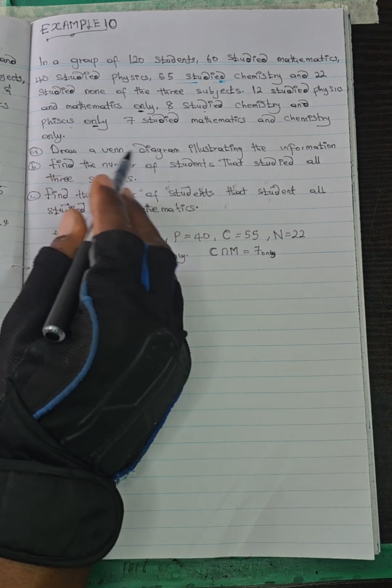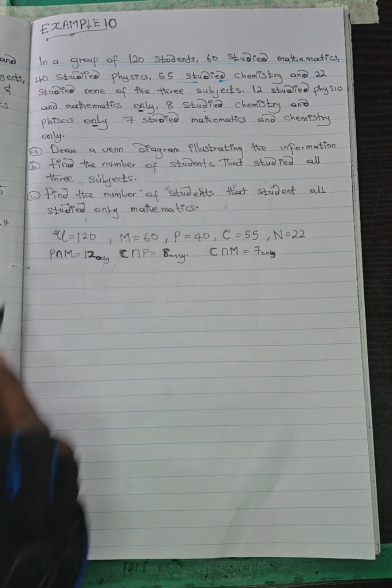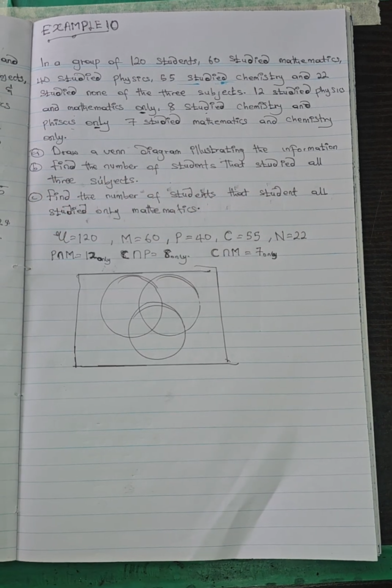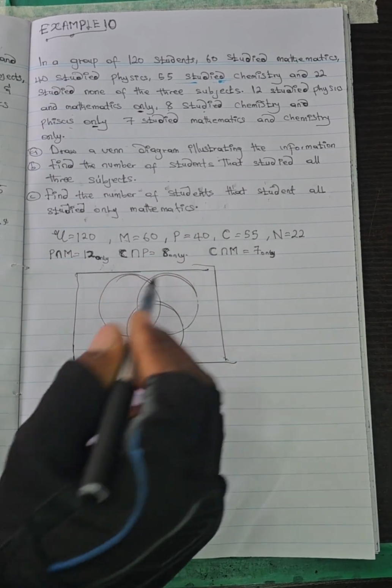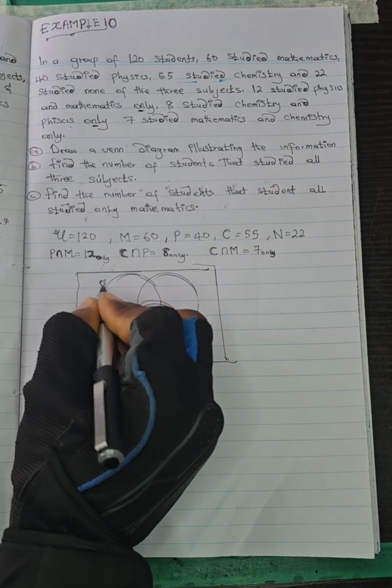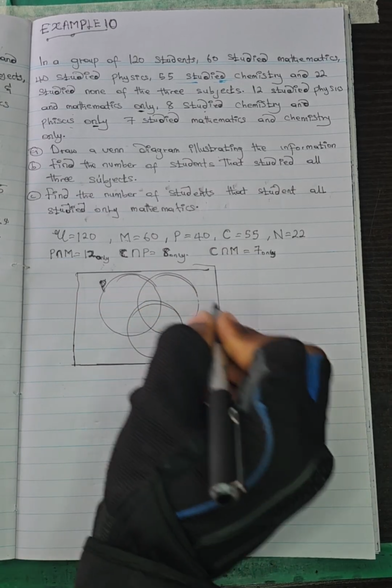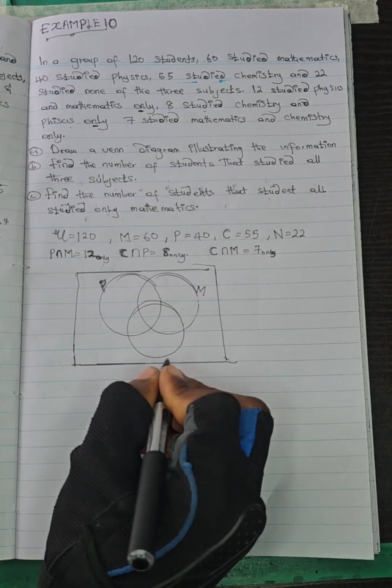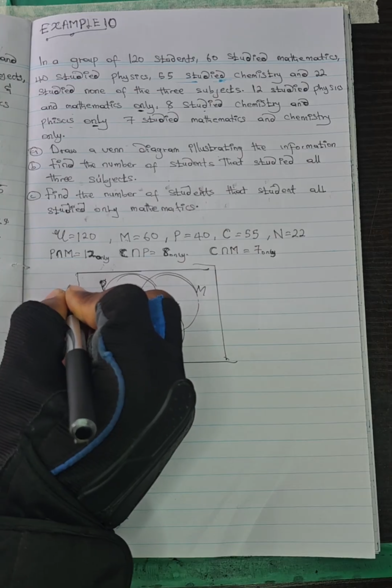First question says, draw a Venn diagram illustrating the information. So let's go down to that. Because we are dealing with 3 subjects, I have 3 circles here. I'll call this mathematics. But let me call this physics. Call this mathematics. Call this chemistry. This is our universal set.